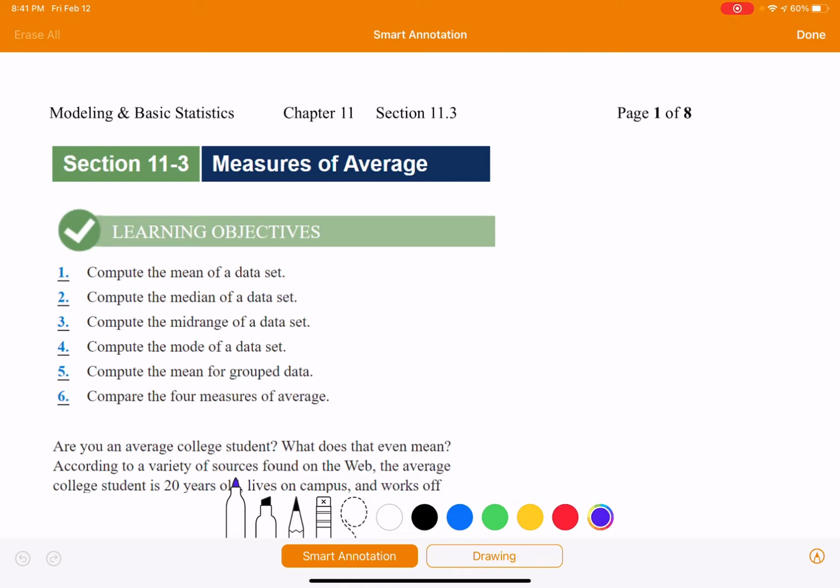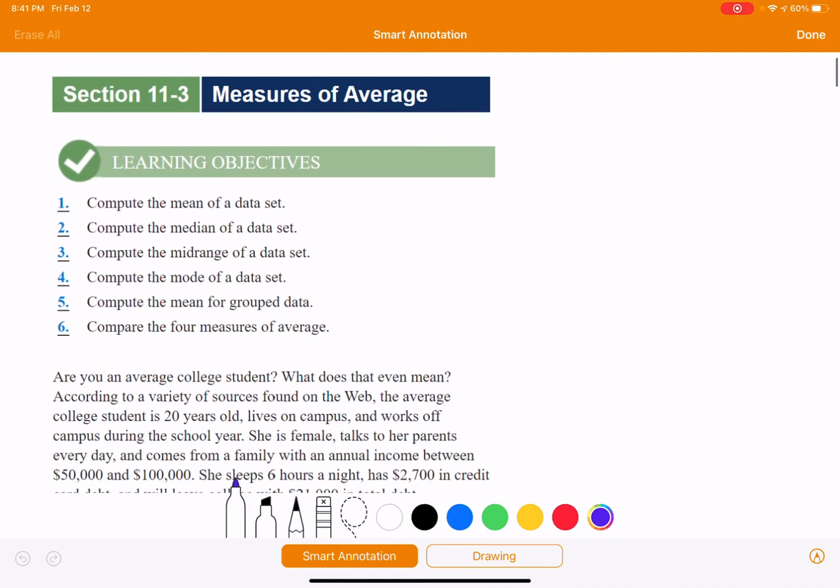Hey guys, we are back with section 11.3 where we will talk about measures of average. We will talk about computing the mean, median, mode, mid-range of data sets, along with computing the mean of group data and the four measures of average, which we just pretty much discussed. So let's go ahead and get started.